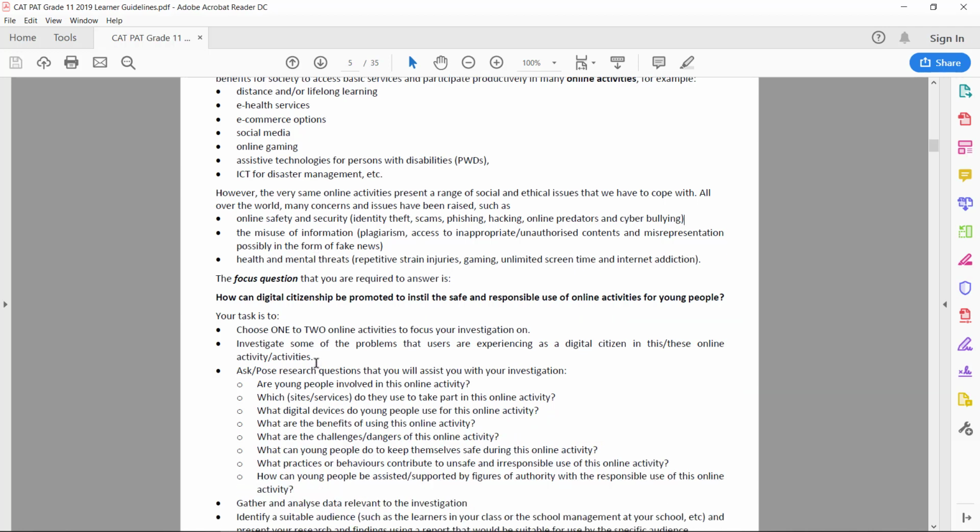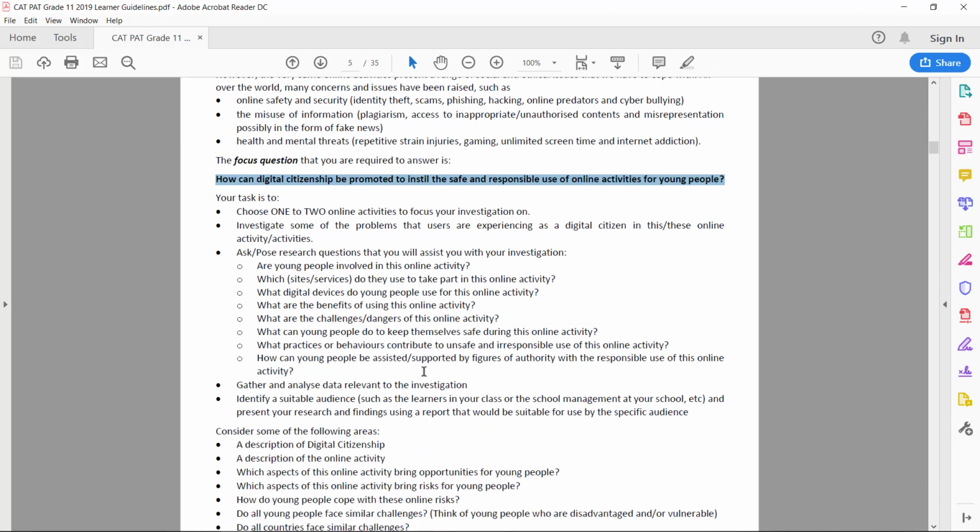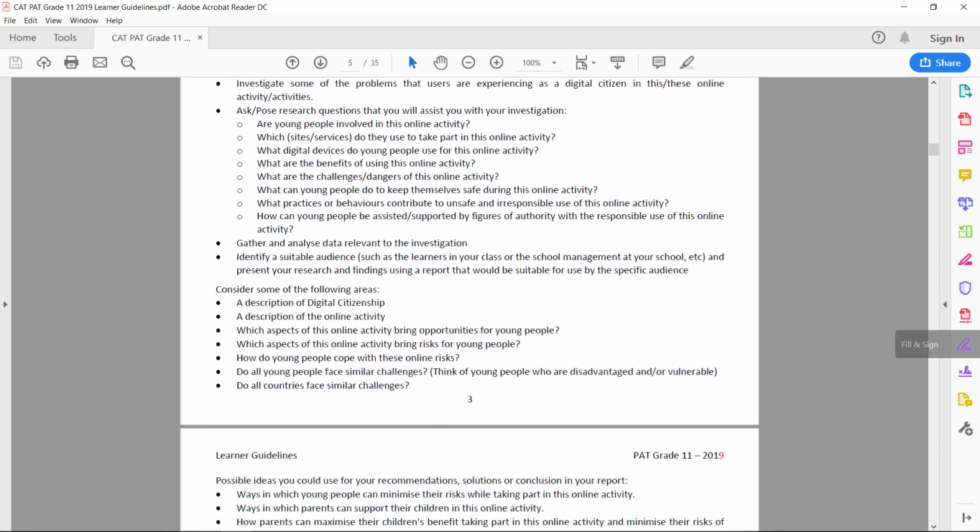The idea is to eventually come to the point where you can answer this question, where you can get to a solution to overcome these social and ethical issues. So digital citizenship is all about using technology responsibly, and how this can be promoted to instill the safe and responsible use of these online activities for young people. So please have a read through this whole topic page. But I've made a shortened version of how I think you can approach this task.